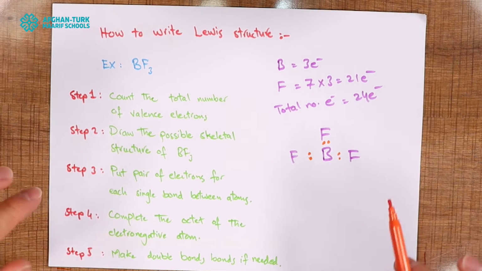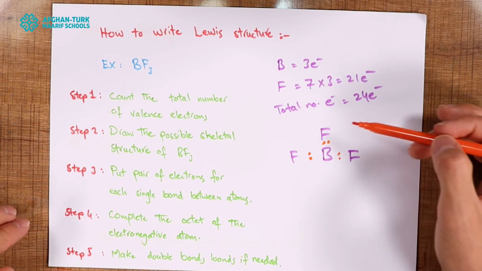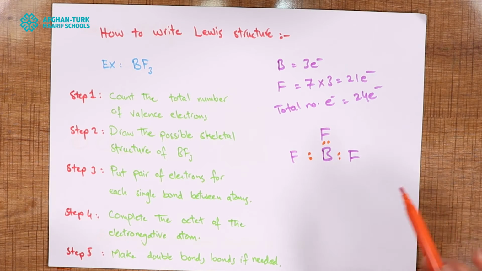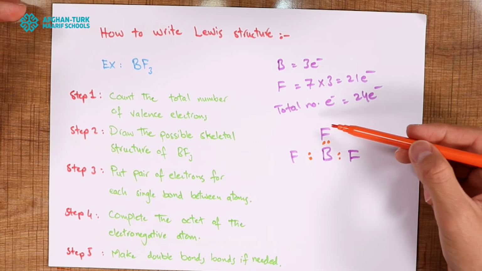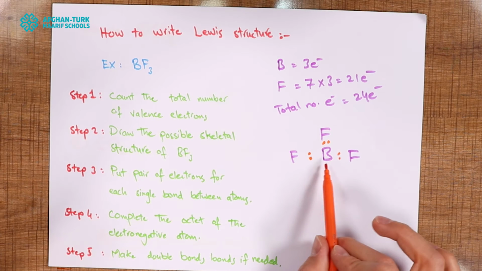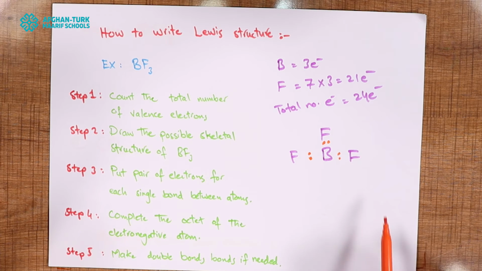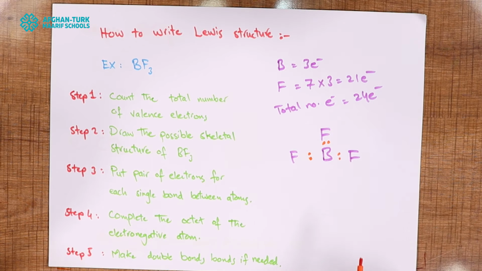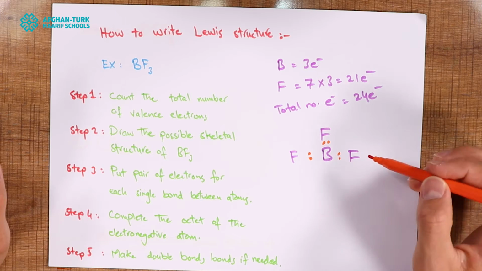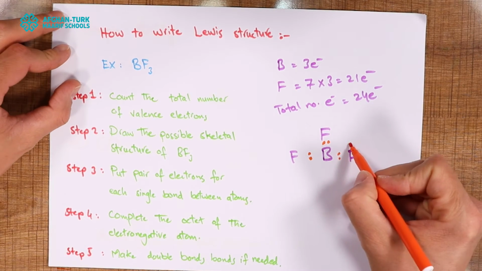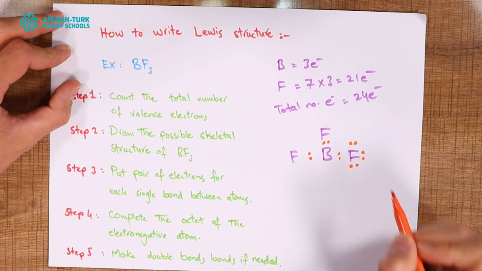So what's the next step? We have written 6 electrons out of 24. How many remain? 18. The next step is to complete the octet of the electronegative atom. Which one of them is the electronegative one? Fluorine is the most electronegative element, we know that. But we have to compare the atoms that are taking part in the reaction. When we compare boron with fluorine, fluorine is more electronegative. So we have to fill the octet of the fluorine. So we have 2 electrons, 3, 4, 5, 6, 7, 8.